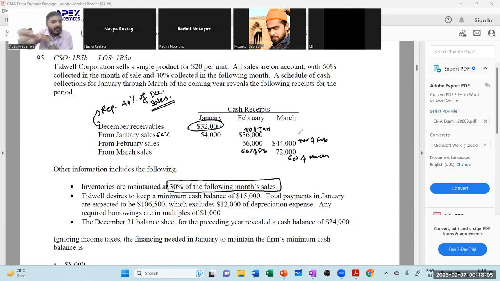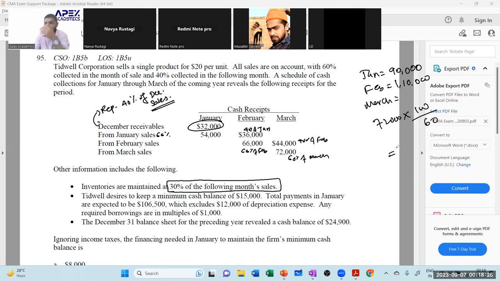Okay. I am able to calculate all the months' sales now. I have easily done it. I can see January sales are 90,000. I can see February sales are 1,10,000. And I can see March sales are 72,000 multiplied by 100 divided by 60. So the answer is 1,20,000.